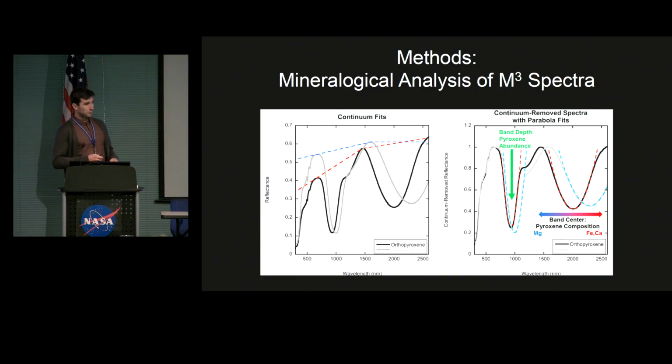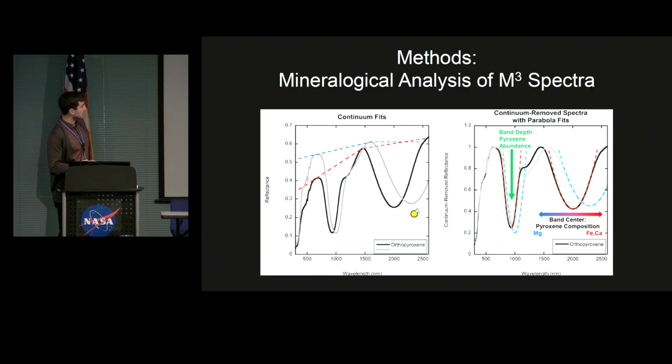So our methods are grounded in M-cubed spectroscopy. Most mineralogical diversity across the surface of the moon can be described by differences in the abundance and composition of pyroxenes. This kind of difference in pyroxene abundance and composition is really easy to look at with M-cubed spectra. So what we do is we fit a 2-part linear continuum to each M-cubed spectrum, and then from there, that allows us to measure these diagnostic properties of the absorption bands.